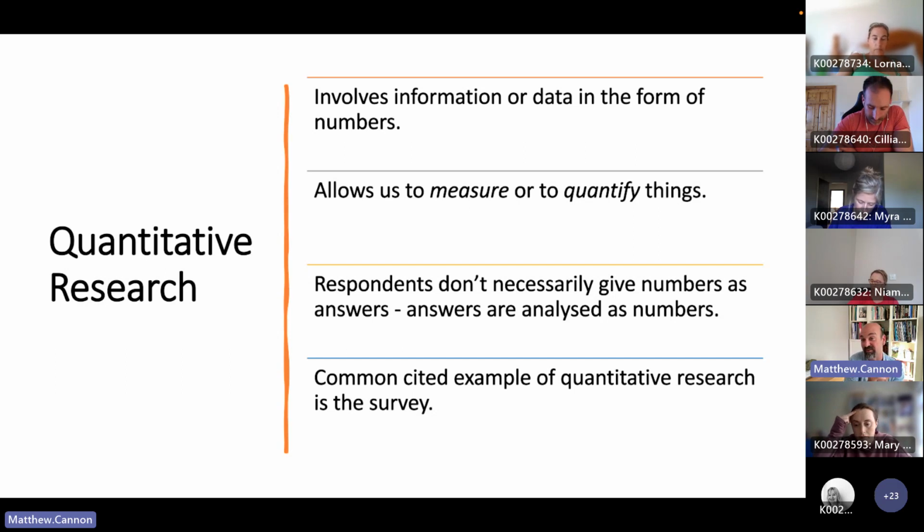The key to all of this is obviously the third piece in here. Respondents don't necessarily give numbers as answers. Answers are analyzed as numbers. So you'll always be asking questions in your everyday qualitative language, but you need to be able to summarize that somehow. So if we fill out a survey, sometimes you'll be asked your age.